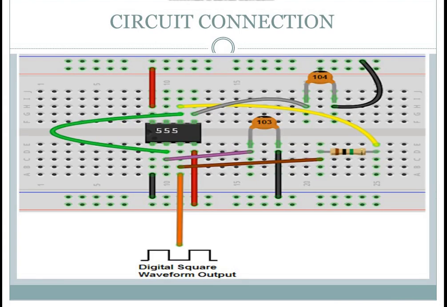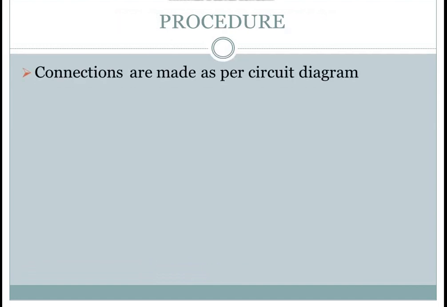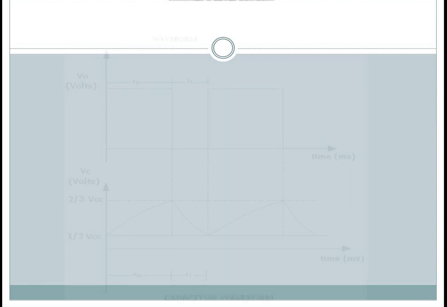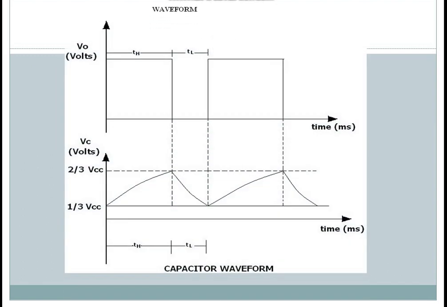So this is how we connect our circuit. As per the procedure, connections are made as per the circuit diagram. We give 5 volt as input, and T on and T off values are calculated from the given formula. The graph is drawn. This is the output waveform, where we get a square waveform. The first wave is the on time, during which the capacitor is charging. The second waveform is the capacitor charging and discharging waveform.